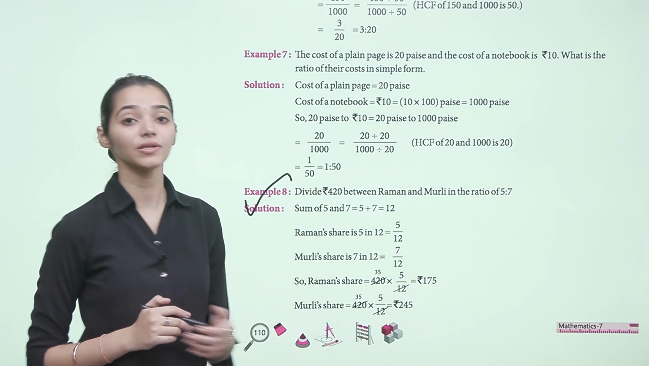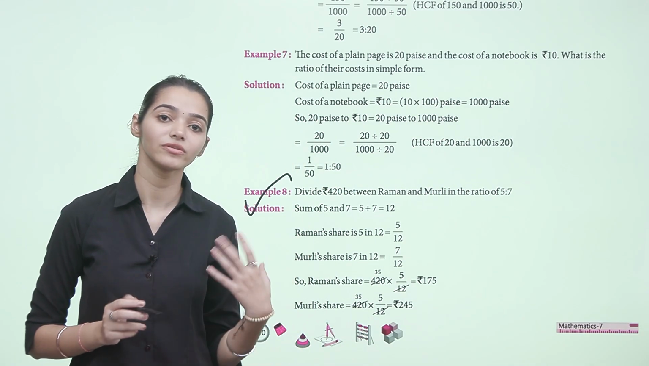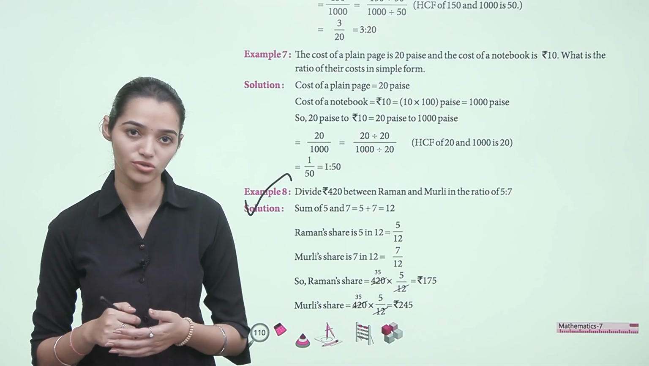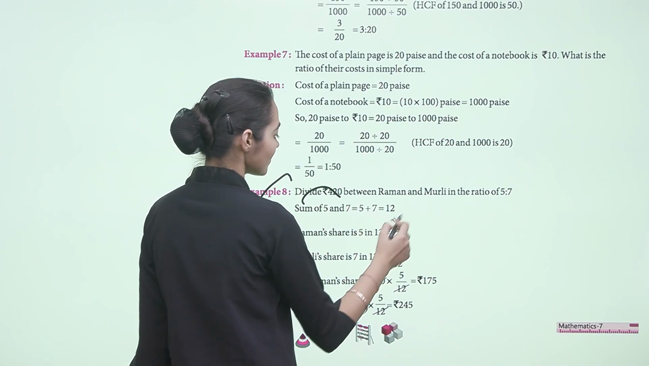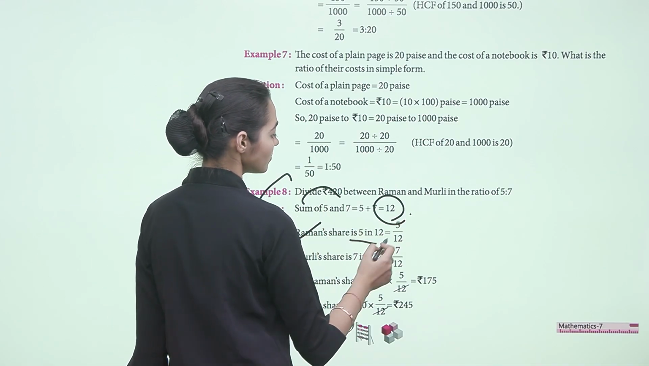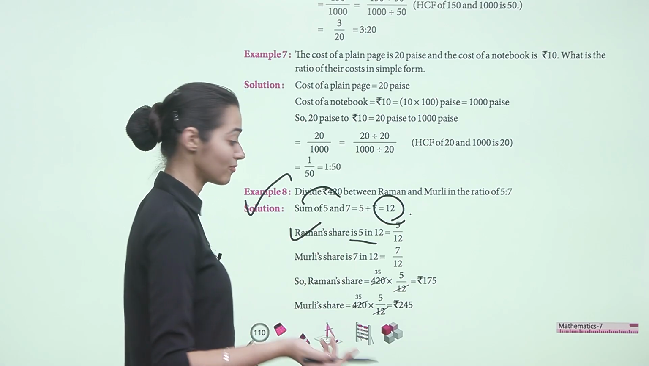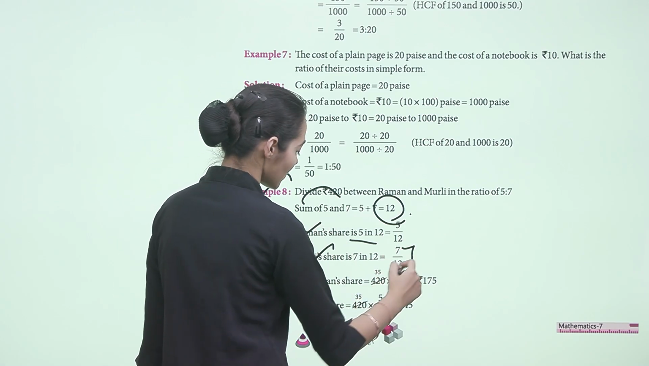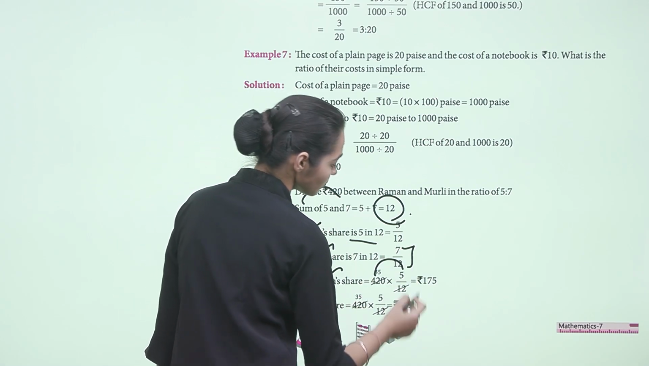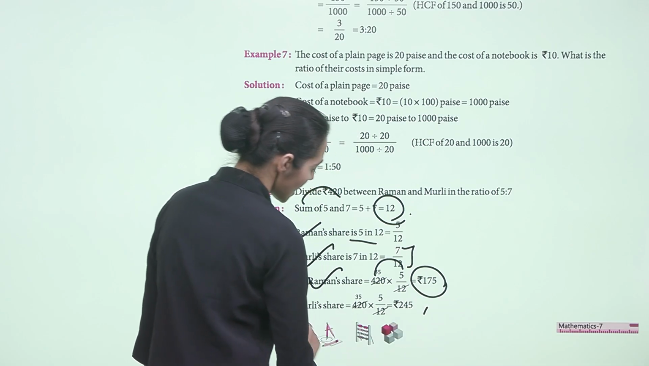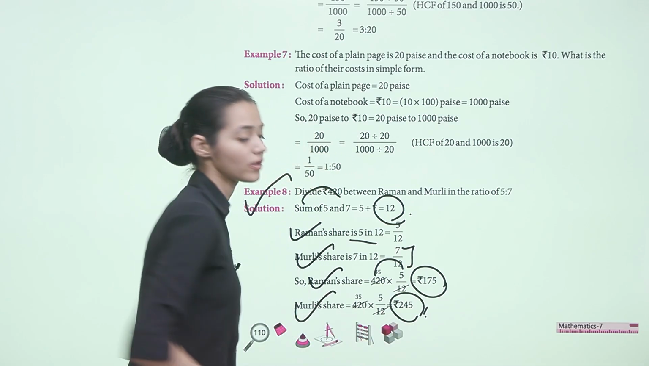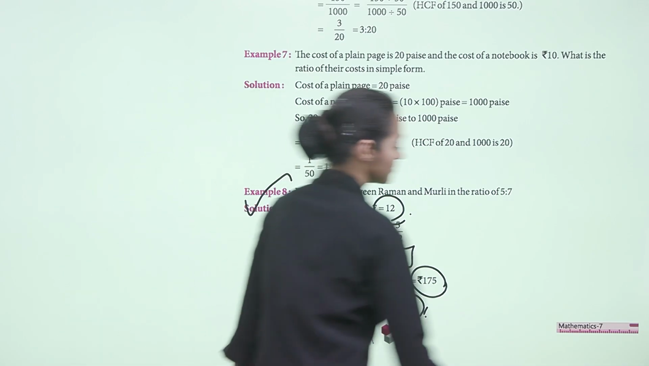Now next is our example number 8. Here we have to divide 420 between Raman and Murli in the ratio of 5:7. So the sum of 5 and 7 is 12. Raman's share is 5 in 12, that is 5/12, and Murli's share is 7/12. Raman's share is 420 into 5/12, that means 175 rupees, and Murli's share is 245 rupees.